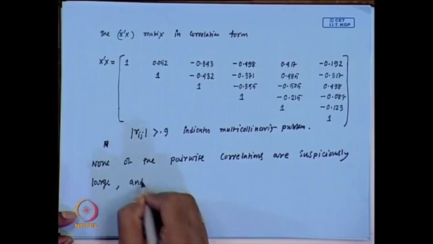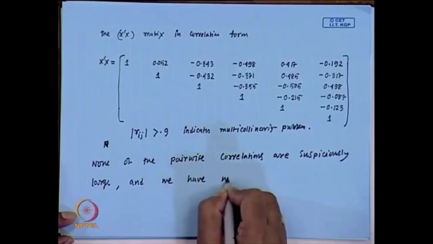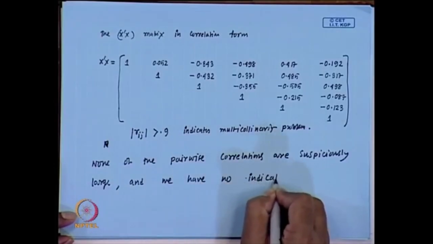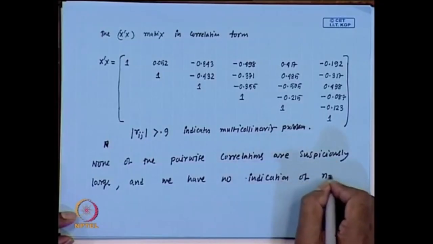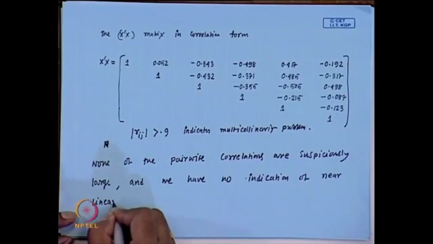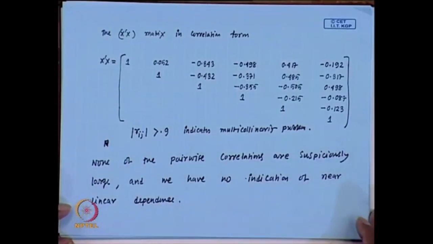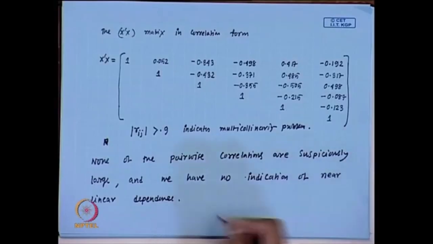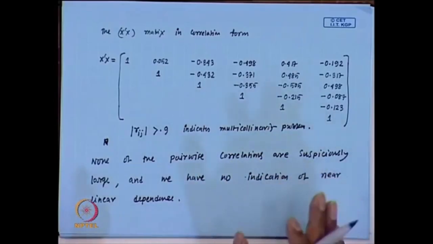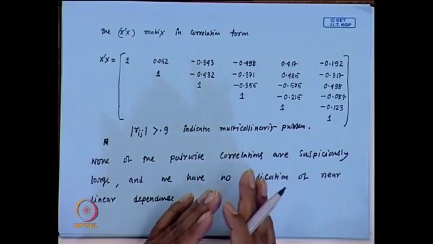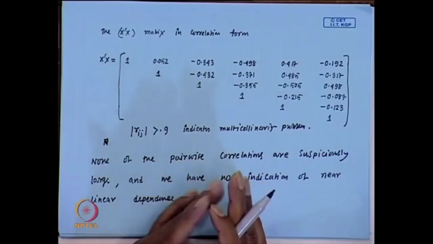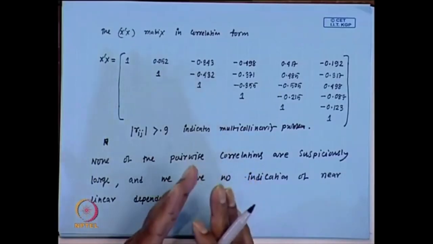and we have no indication of near linear dependence. Okay, so here the inspection of R i j is not sufficient to detect the multicollinearity. So the ultimate conclusion is that examining the correlation matrix is not sufficient to detect the multicollinearity problem if the multicollinearity problem involves linear dependence between more than two regressors.